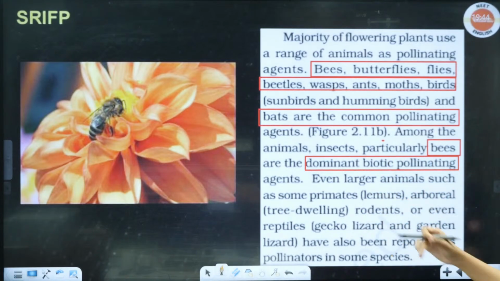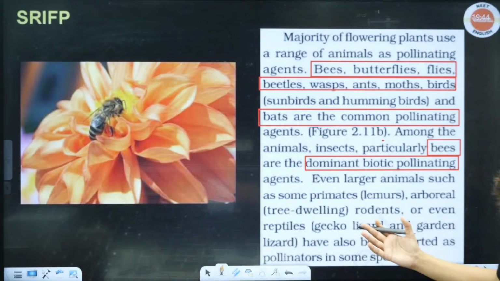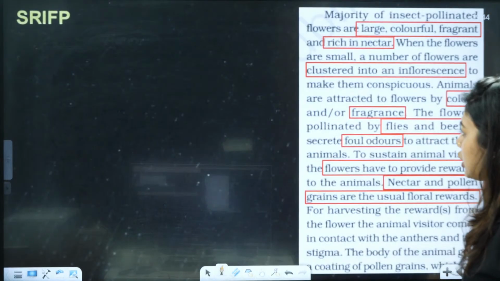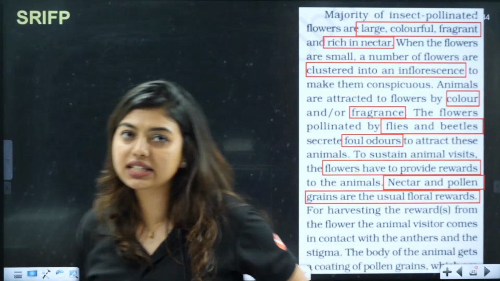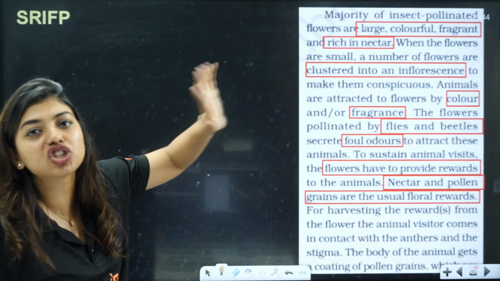Even larger animals such as primates like lemurs, tree-dwelling rodents, or reptiles like geckos and lizards are all going to help in pollination. Now, what is the most specialized character? I already told you, they have to be large, colorful, fragrant, and rich in nectar.